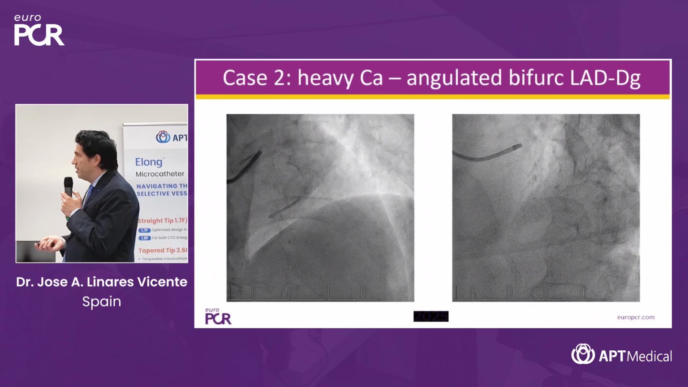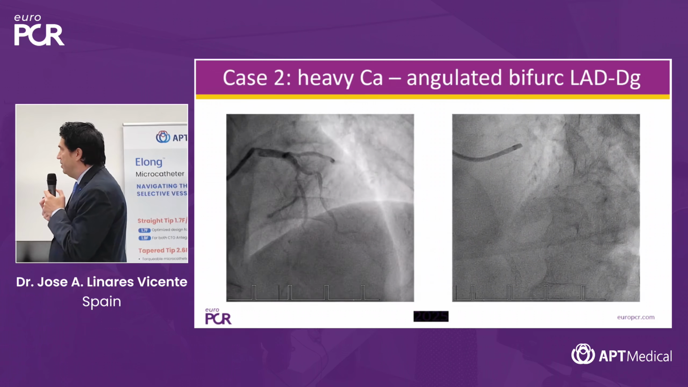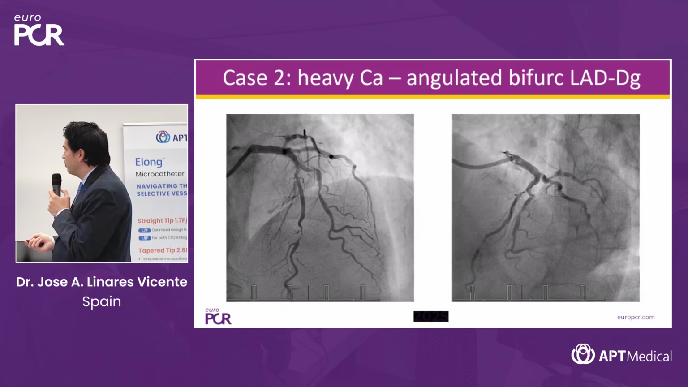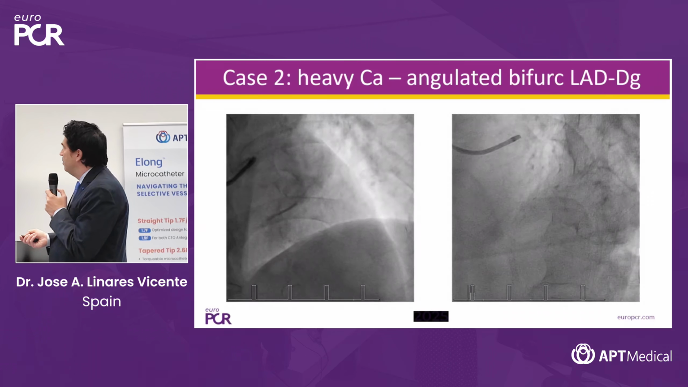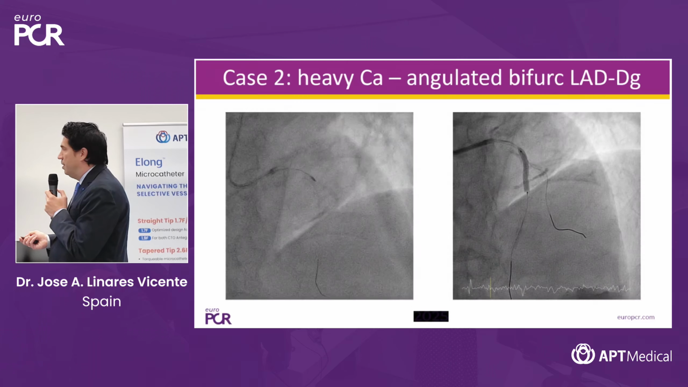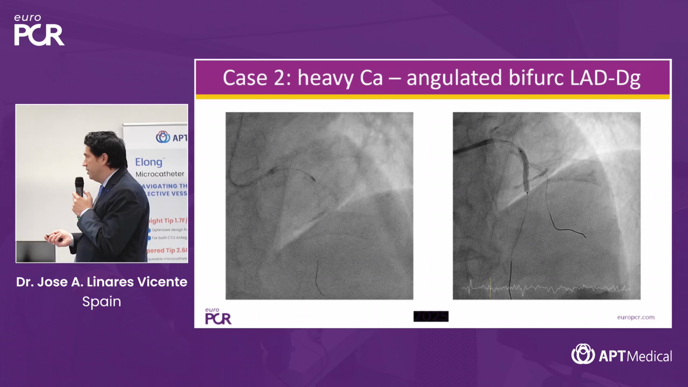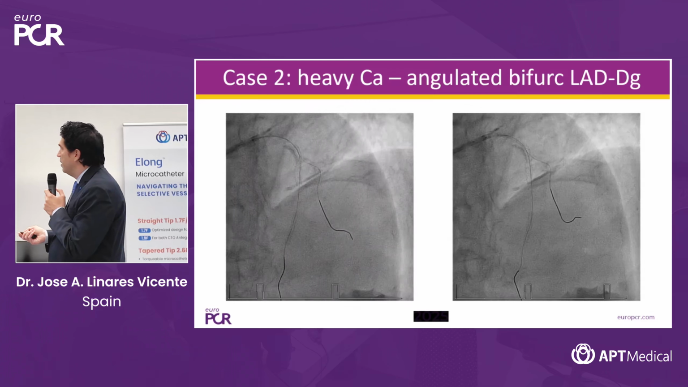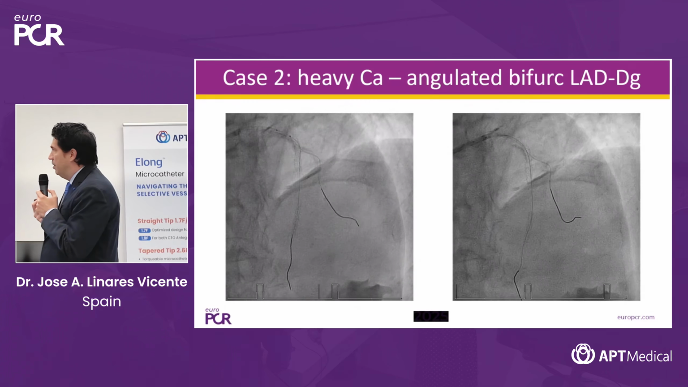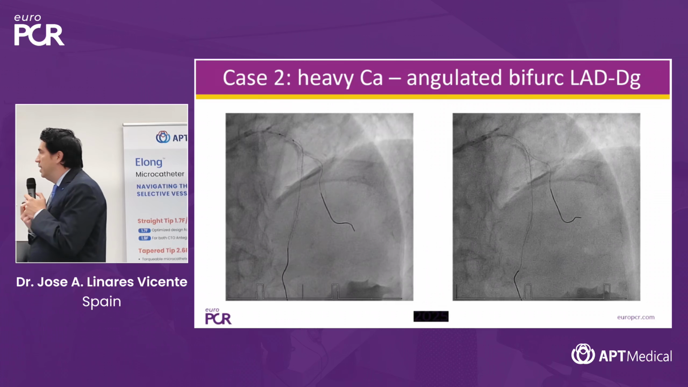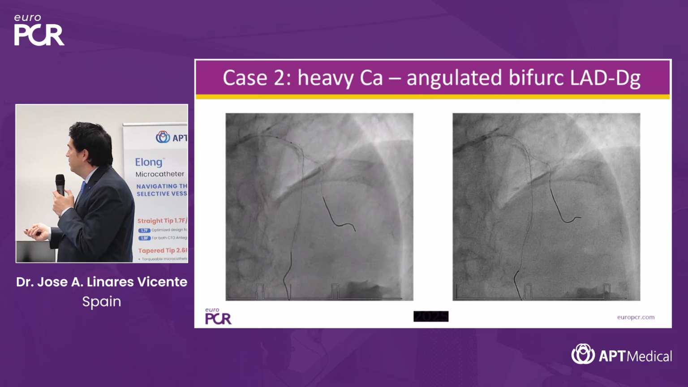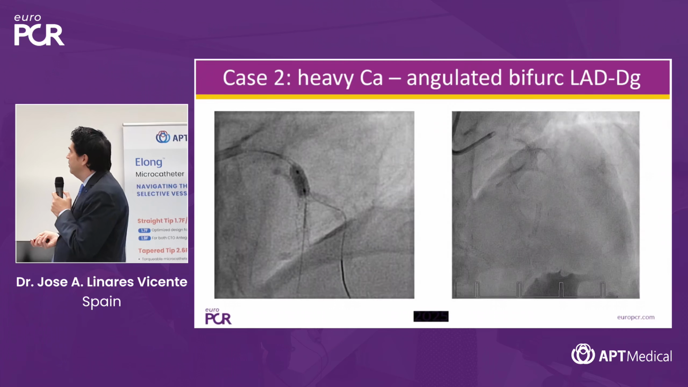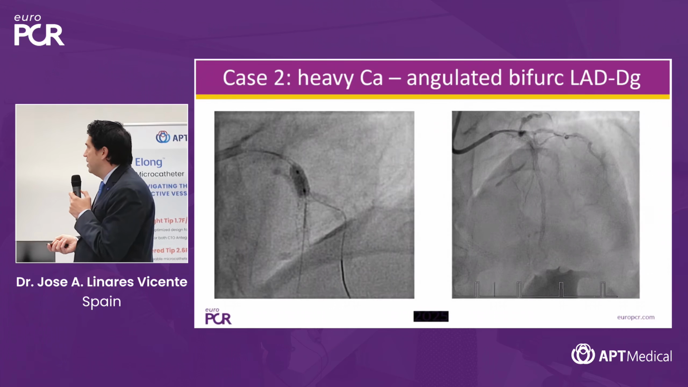This is a very complex case of a heavily calcified and angulated bifurcation. We needed rotational atherectomy to implant a stent, and also had proximal malposition. A regular NC balloon didn't cross the lesion, and the CONQUEROR was easily put in place to finish the case with a nice result.